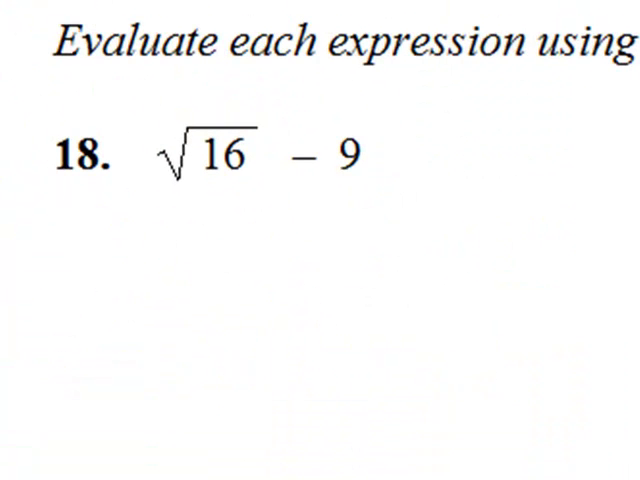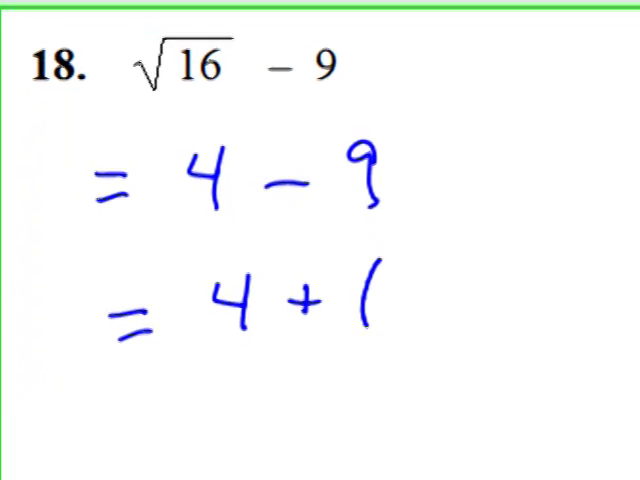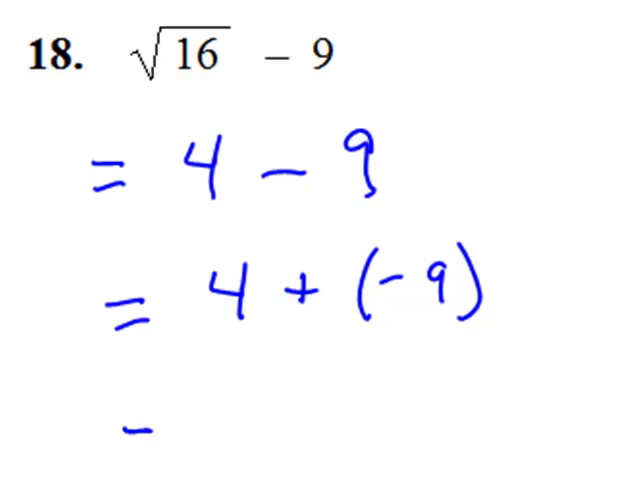Number 18 and 19. Evaluate each expression using the order of operations. Show all steps. Let's see, 18. This is going to be, we evaluate the square root first. Square root of 16 is 4. And once we take the square root, we no longer see the square root symbol. We no longer see the radical. Minus 9. 4 minus 9, you can subtract directly if you know it, or you can rewrite this as 4 plus negative 9. And the answer is negative 5.